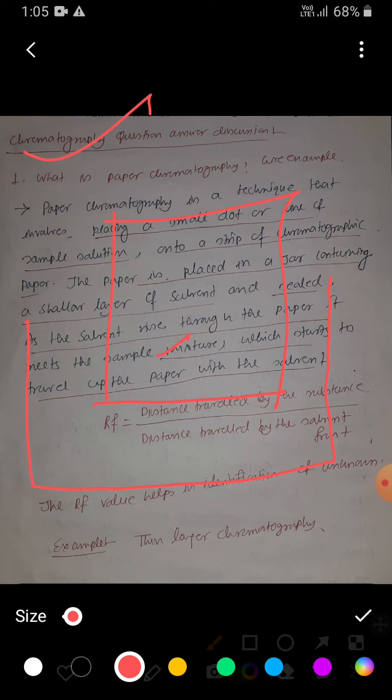So paper chromatography is a technique that involves placing a small drop or line of sample solution onto a strip of chromatographic paper. The paper is then placed in a jar containing a shallow layer of solvent and sealed. Okay, now as the solvent rises through the paper, it meets the sample mixture, and along with the solvent the sample mixture also starts to move up the paper and the separation occurs. That is the basic concept of paper chromatography.